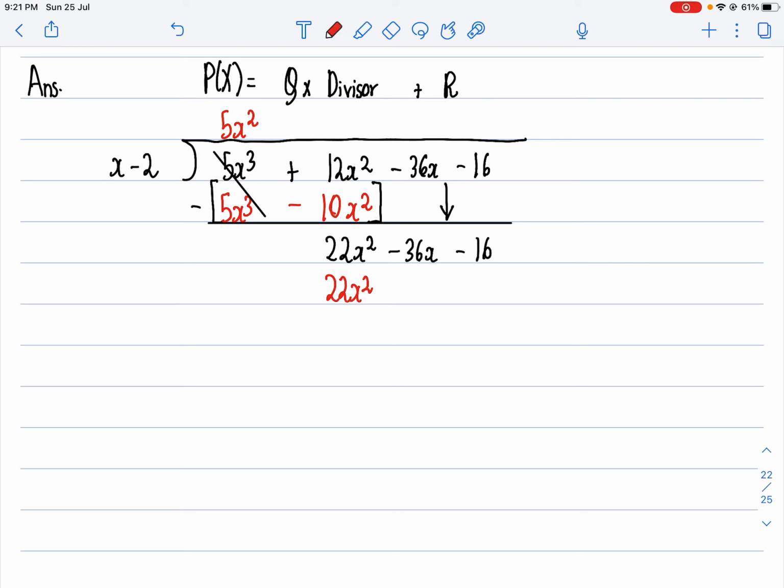I can simply multiply it by plus 22x. Correct? Because x into 22x is 22x square. And minus 2 plus 22x is basically minus 44x. Correct? This is what I get.